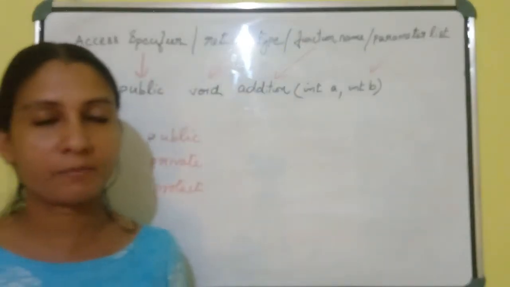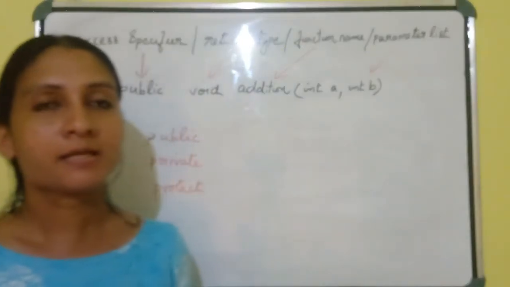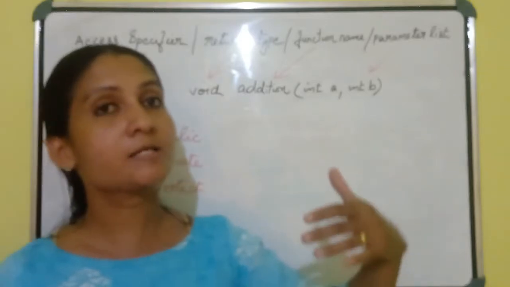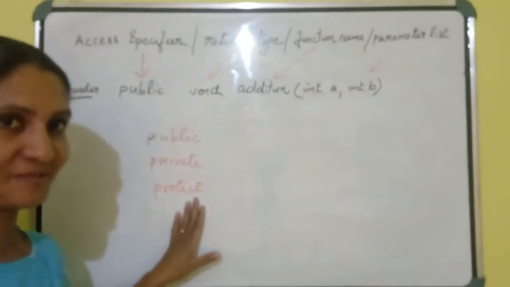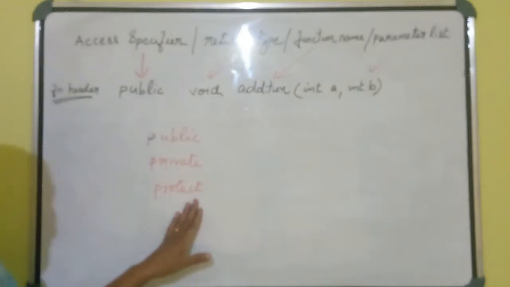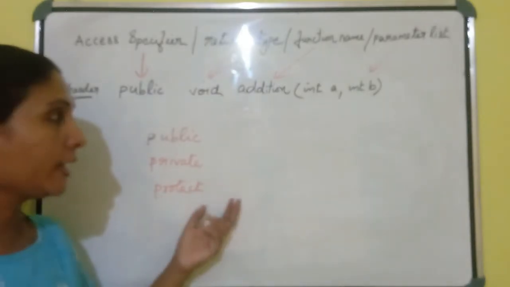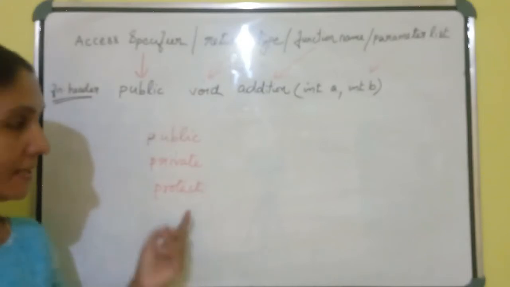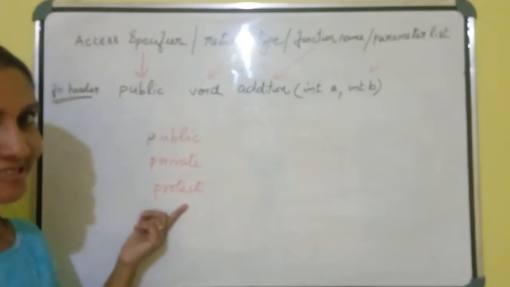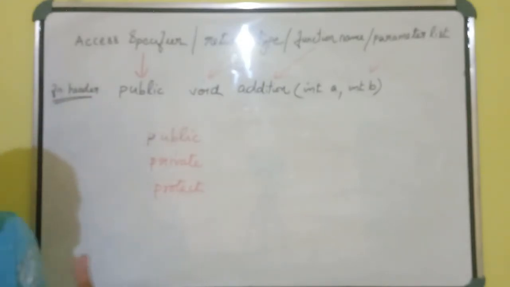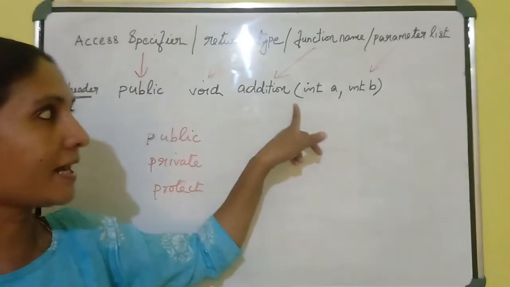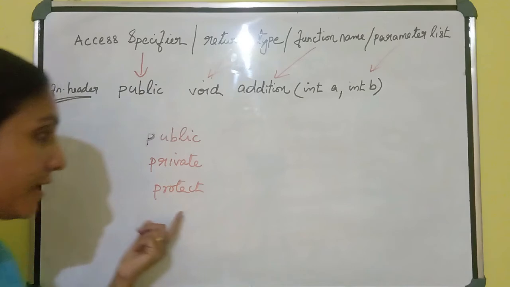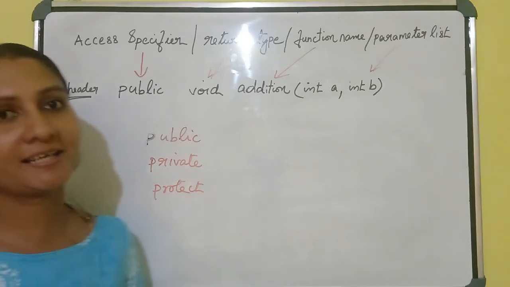object oriented programming. Okay, and if you inherit one subclass from a superclass, we use this protected access specifier because only some permitted members can access these members. That is the meaning of this protected. If we are giving permission to some members, only those members can access this function. That is the use of this protected keyword.